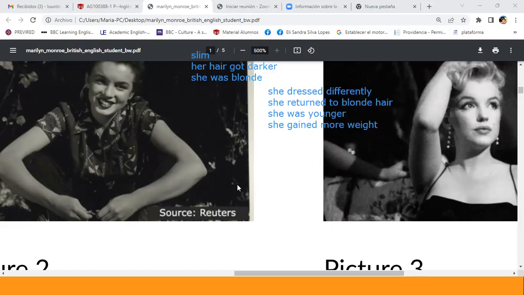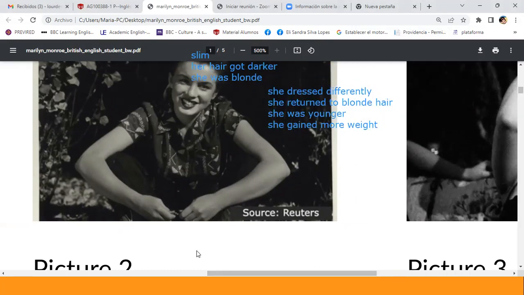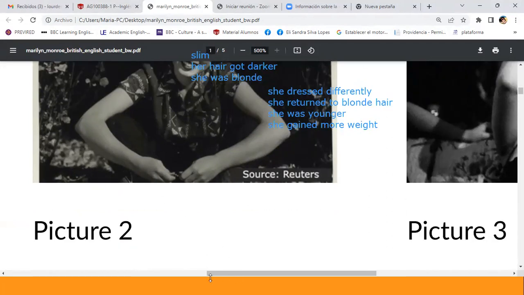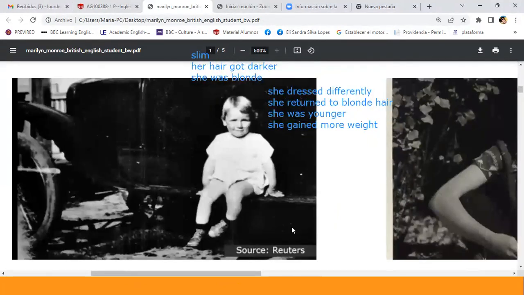What about if you look at the three pictures? How do you think she may be feeling in the three pictures? Wait a minute. Let me see. For example, she feels happy. Let's see. If we go back to when she was a little girl, how do you think she's feeling in this picture?